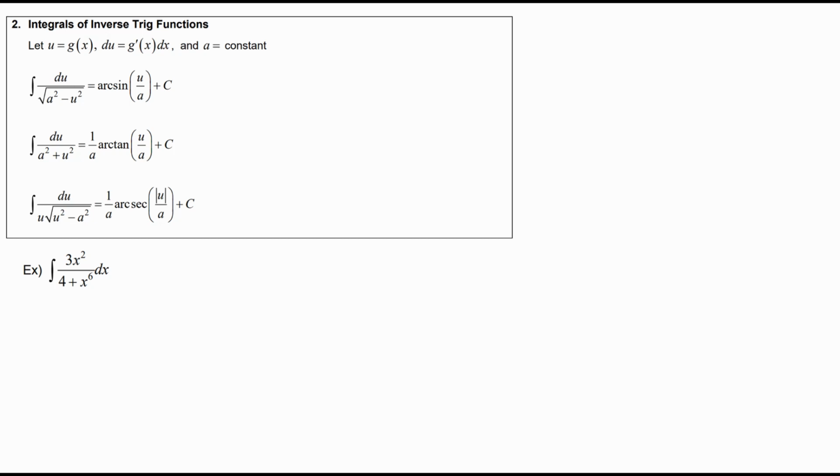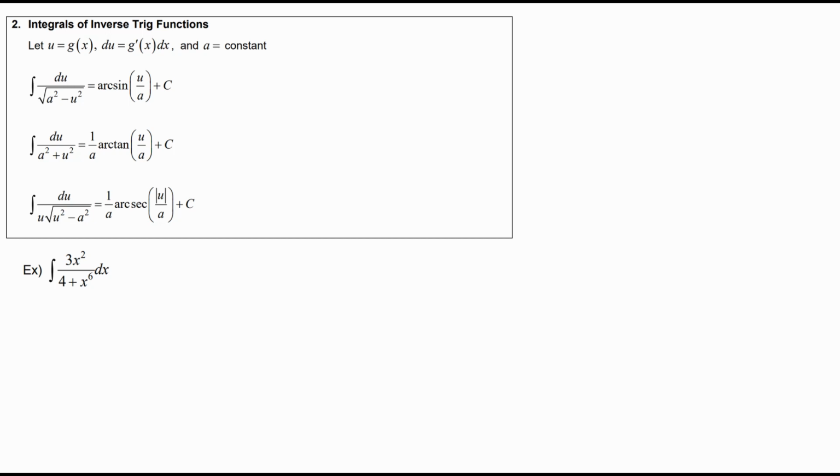Okay, I think we are ready now. Let's do integrals of inverse trig functions. Let u equal g of x and du equal g prime of x dx, and let a be a constant. And if we have the form integral of du over the square root of quantity a squared minus u squared, that will be equal to arcsine of u over a plus c.